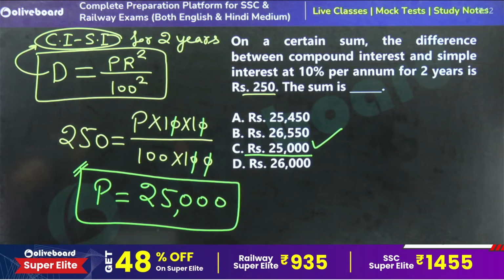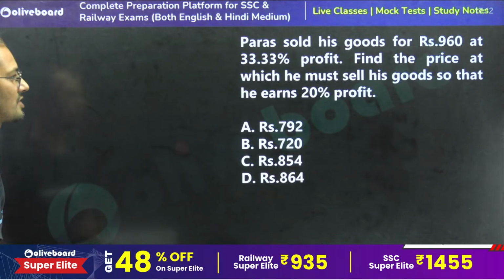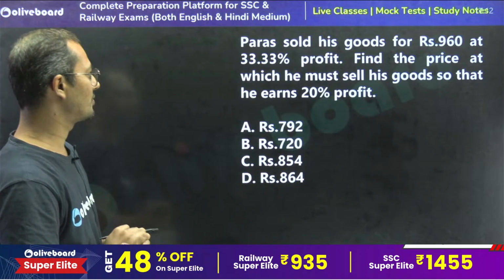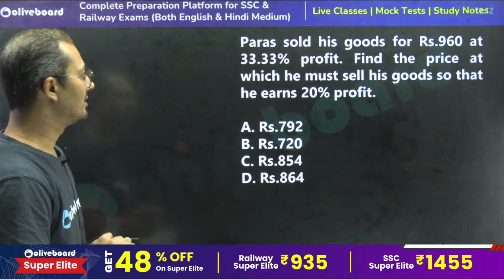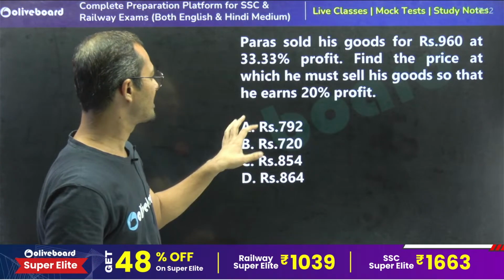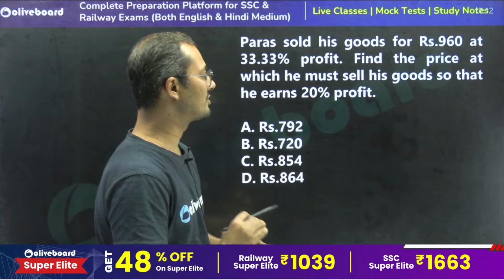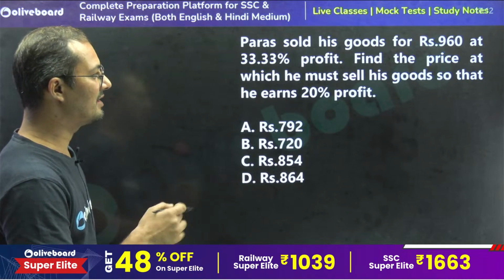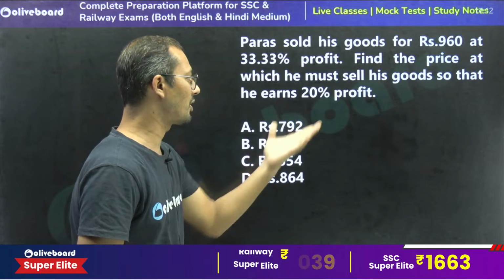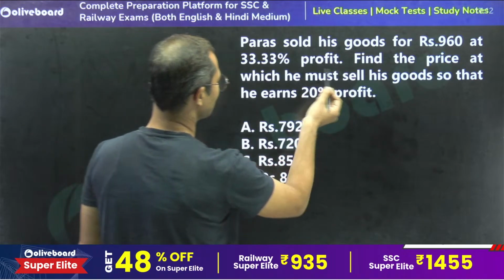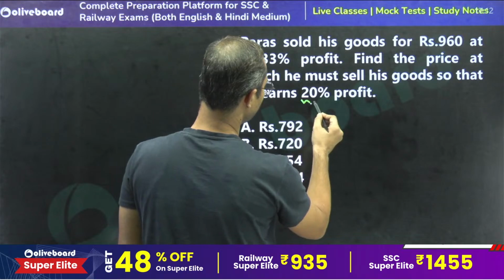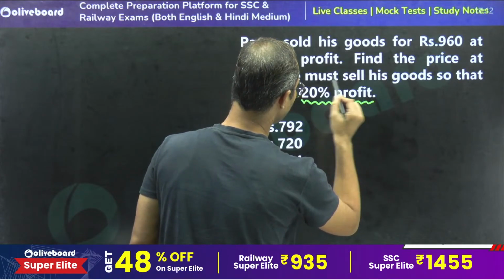Yes, very good, very good. So moving to next question. Tell me what is the answer of this question. This question belongs to the profit and loss part. Here the question says Paras sold his goods for rupees 960 at 33.33% profit. Find the price at which he must sell his goods so that he earns 20% profit.